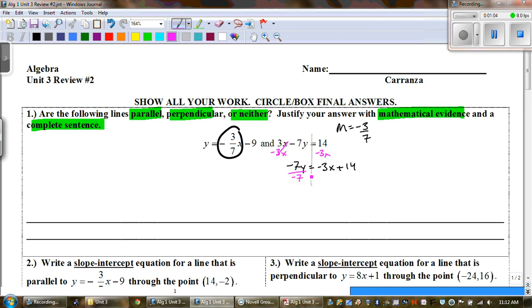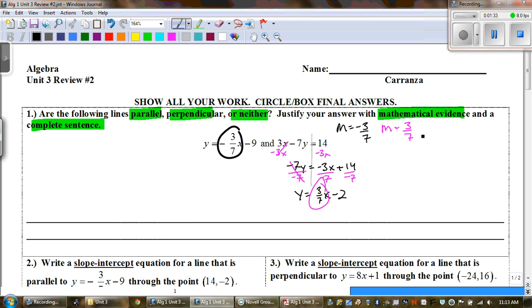Okay, to get the y by itself, we have to divide by -7, and we get y equals a negative divided by a negative is a positive, and we get a slope of 3/7. So, are they parallel, perpendicular, or neither?